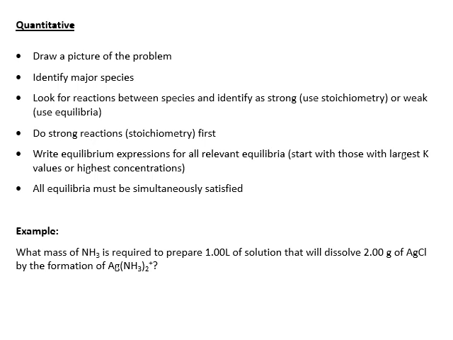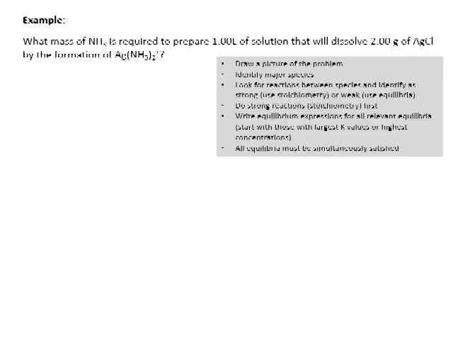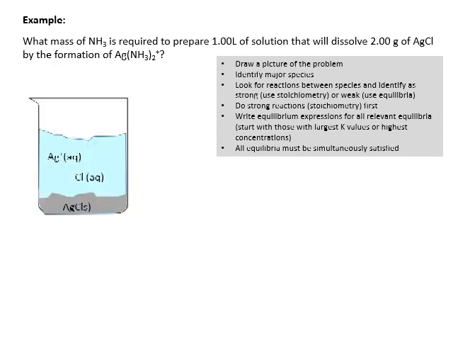What mass of ammonia would be required to prepare 1 liter of a solution that will dissolve 2 grams of silver chloride solid by the formation of the silver ammonia complex? Let's start by drawing a picture and identifying the major species present. The problem indicates that at the end, we want all of the silver chloride to be dissolved. What reaction will dissolve the silver chloride solid?